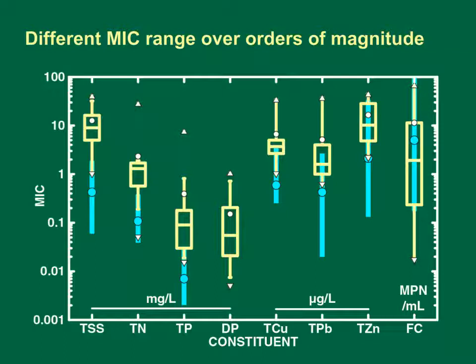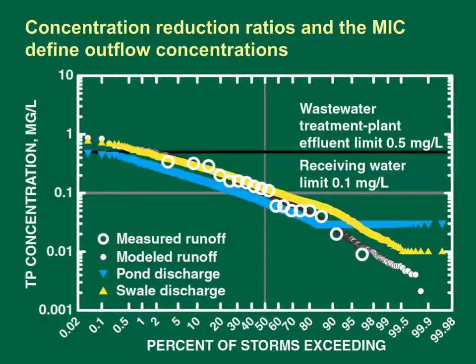On the box plots of literature values, the triangles denote the minimum and maximum values, the lines denote the 10th and 90th percentile, the box denotes the 25th and 75th percentiles, and the horizontal line denotes the median. The average is the white circle. The MIC1 is the 25th percentile of MICs for each category. The line on the blue dot and line plot shows the range of calculated MIC1 values, and the blue circle denotes the median of the values calculated from the International BMP database. The graph indicates that different MICs range over 1 or more orders of magnitude. Concentration reduction ratios and the MIC define BMP outflow concentrations.